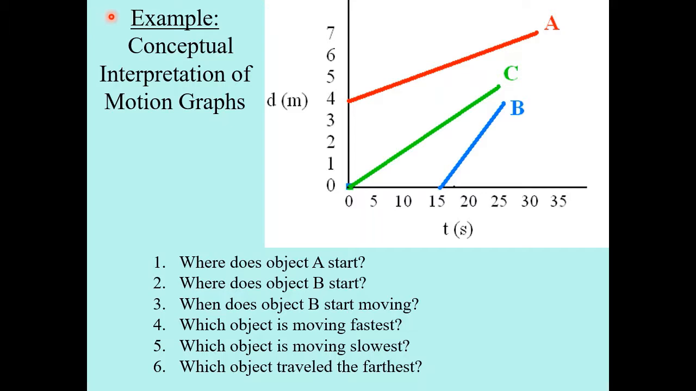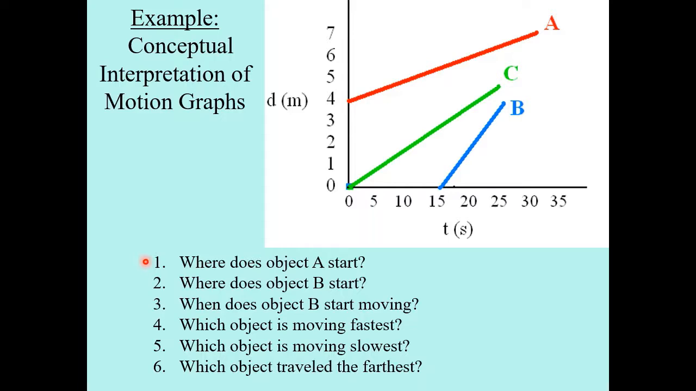So on our last slide here in this part of the lecture, we can sort of extend our conceptual analysis or interpretation of motion graphs. Let's look at this same graph here that we just did on the last slide for object A, B, and C, and let's ask a bunch of questions. For each of these questions, why don't you pause the video and answer them, and then we'll check to make sure you got it right, which will tell you that you are doing well in understanding how to interpret motion graphs. So the first question is, where does object A start?